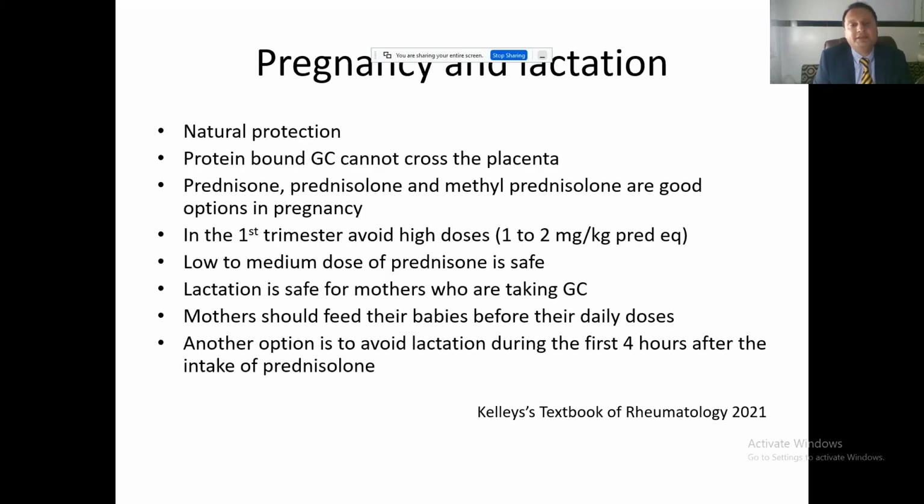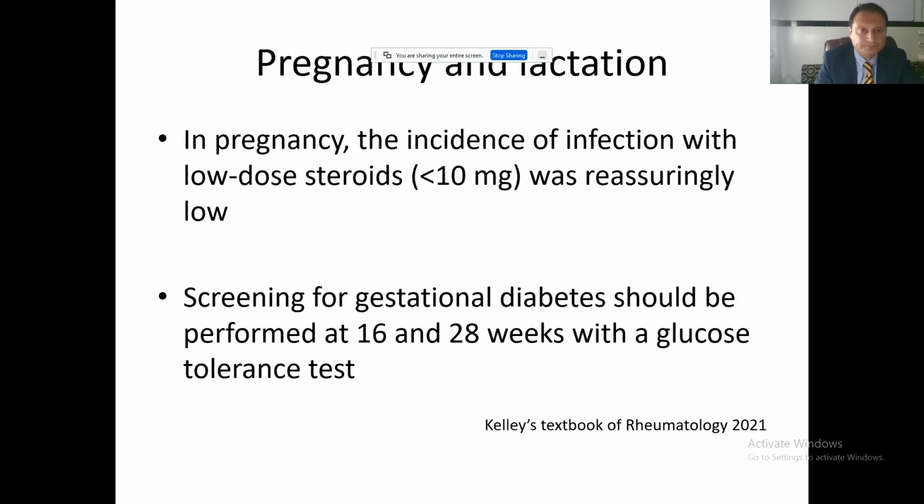Pregnancy, as you are aware, is a natural protection against certain of these RMDs. And protein-bound glucocorticoids cannot cross the placenta, out of which prednisolone and methylprednisolone are good. In the first trimester, avoid high doses. Low to medium doses are perfectly fine. They're safe. Lactation is safe for mothers who are taking glucocorticoids. Mothers should feed their babies before their daily doses. And the other option is to avoid lactation during the first 4 hours after the intake of prednisolone.